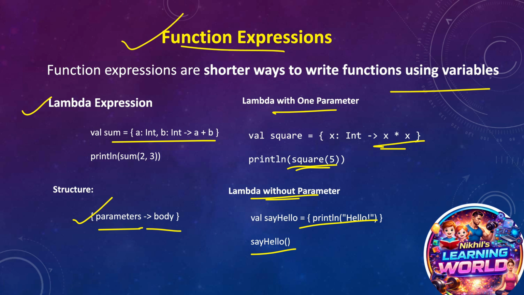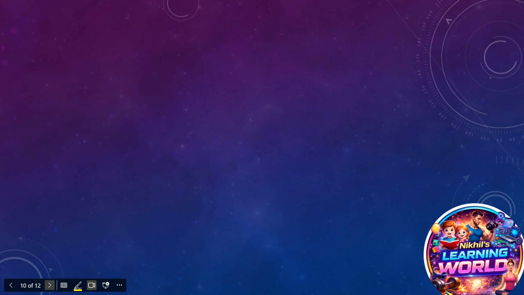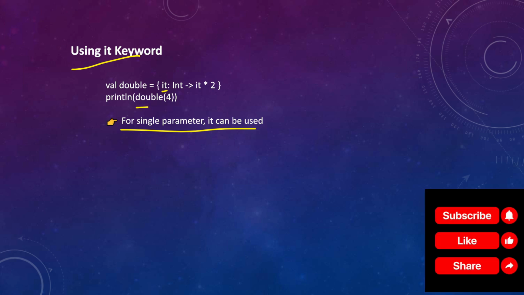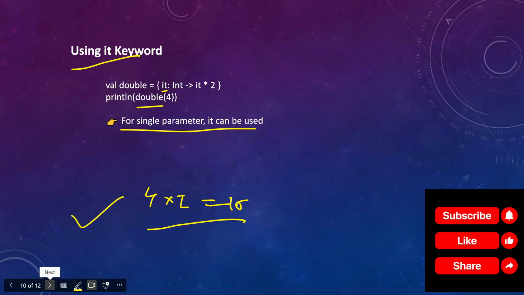In this way the function call will happen by using the it keyword. So it is a default implicit parameter. If you don't mention any name for that particular parameter, it will be considered as it. For example, val default equal to it, an integer, it into 2, it is the current value. For example, if you call with parameter 4, so 4 into 2, that will be 8. It's a single parameter, it can be used. Okay, so very simple way.